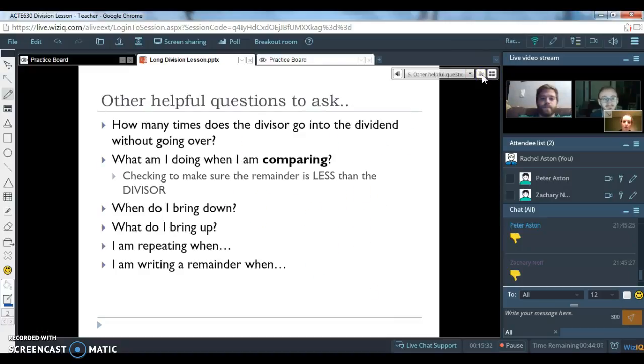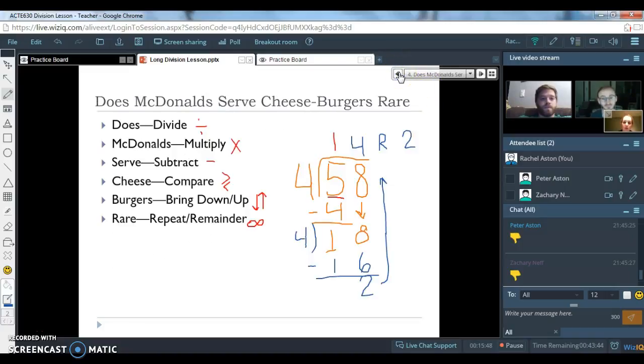Alright, so some helpful questions to ask as we're going through this. How many times does the divisor go into the dividend without going over? That's a good question to ask. Then, what do I do when I'm comparing? You have to make sure that the remainder is less than the divisor. So if we go back, each time, we had to make sure that our remainder, the 1 and the 2, was less than the divisor, which was 4.